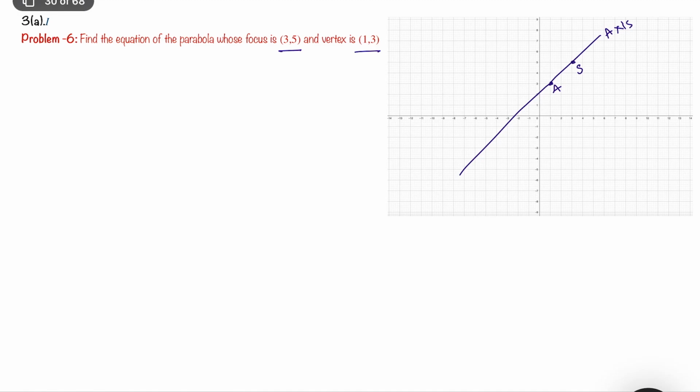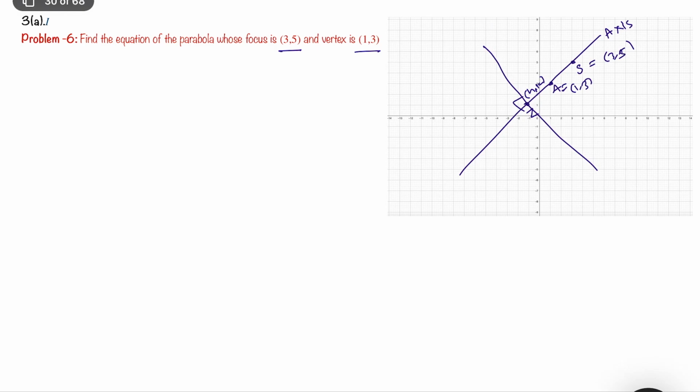We know that the directrix will be the line perpendicular to the axis and meeting the axis at a point Z, so that the vertex will be the midpoint of this Z and focus S. Okay, so Z is a point so that the midpoint of Z and S should be the vertex A. Here we know A is given (1, 3) and the focus is given (3, 5). Now, since we know this A and S, we should be able to find out this Z. Let's say for a moment it is (H, K). First, let us find out this H, K.